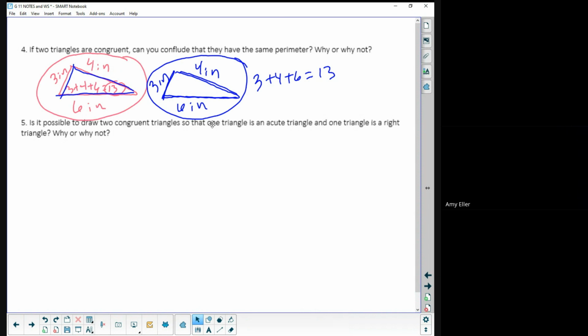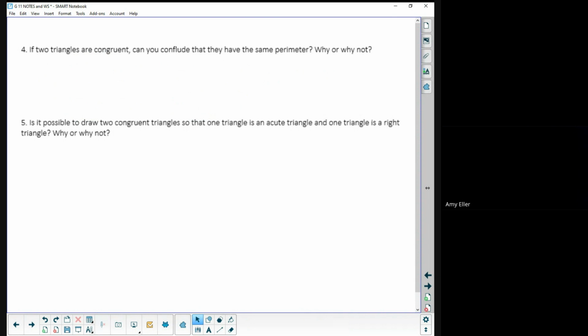Okay, last question for part 1 of the notes. Number 5, is it possible to draw 2 congruent triangles so that one is acute and one is right? Why or why not? Think about that. Maybe draw a picture, write your thoughts down.